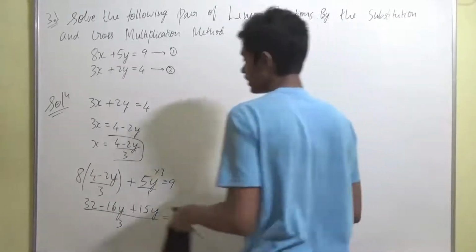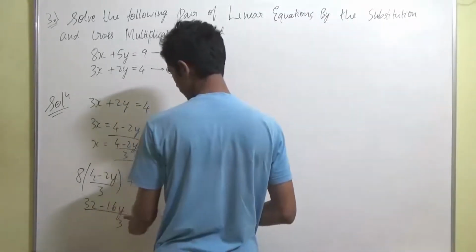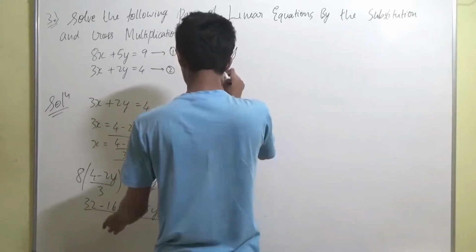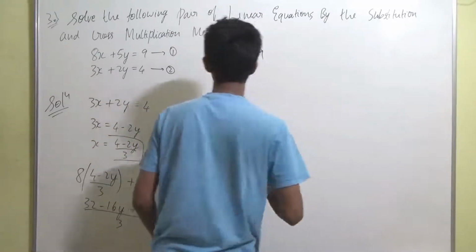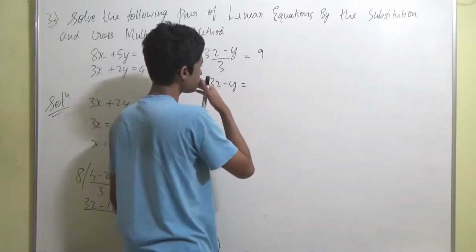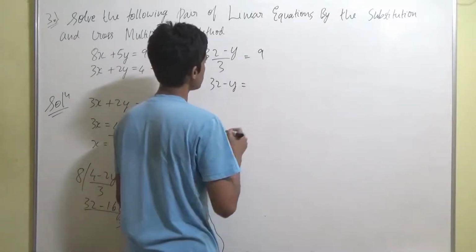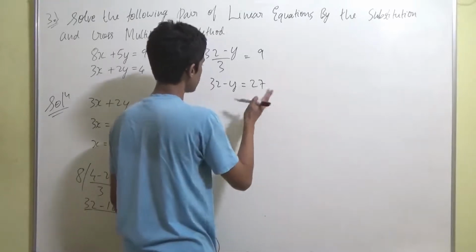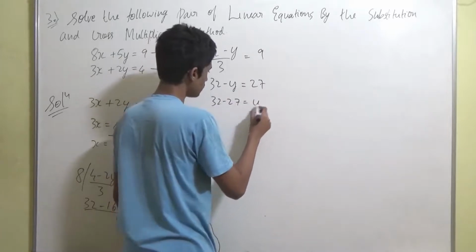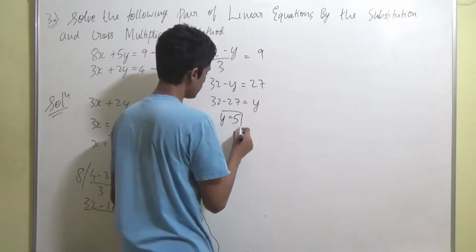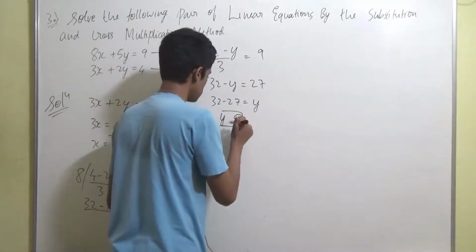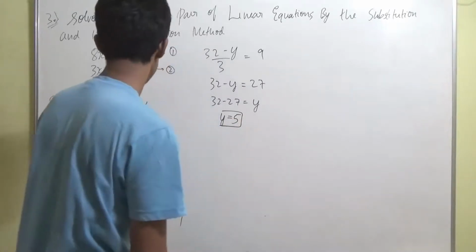Done. Let's do it again. So 32 minus y by 3 equal to 9. So this becomes 32 minus y equal to 3 into 9, which becomes 27. So let me take y to the other side and bring 27 this side. It becomes 32 minus 27 equal to y. So y will become equal to plus 5. That's it, right? y will become equal to plus 5.